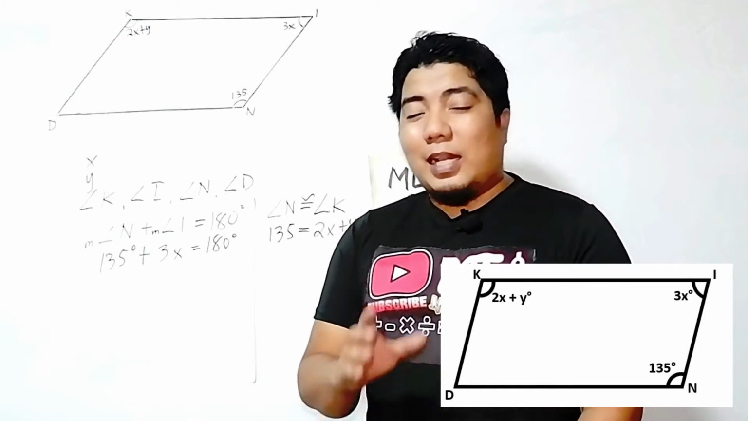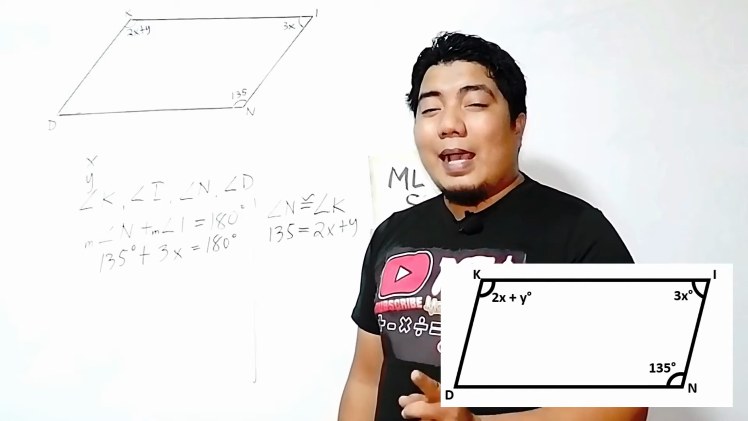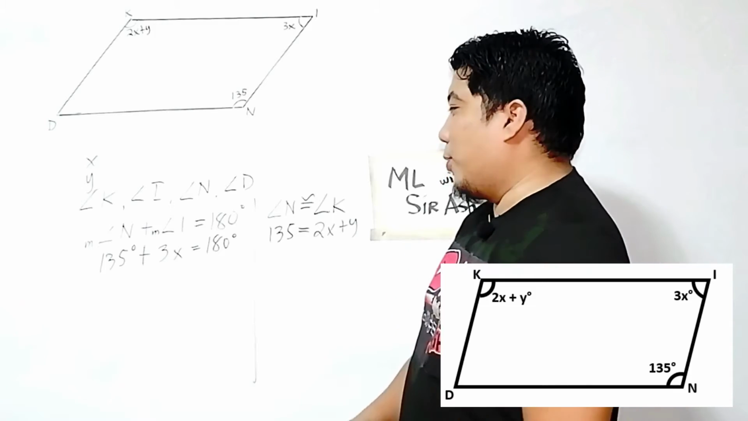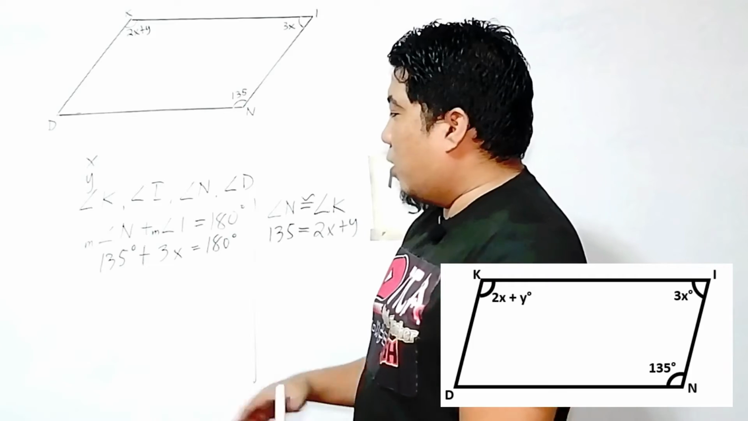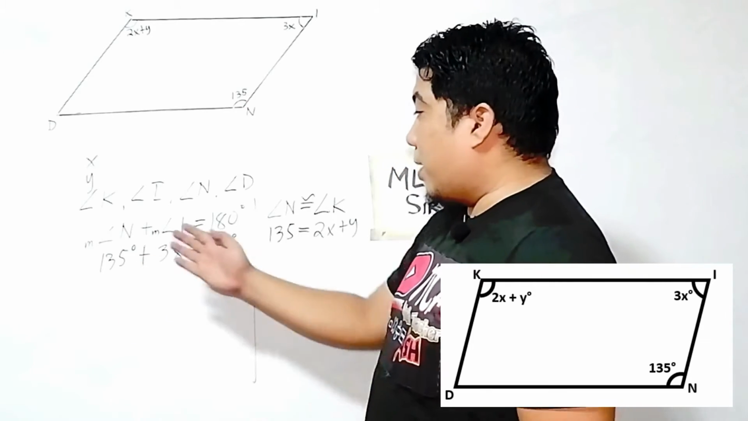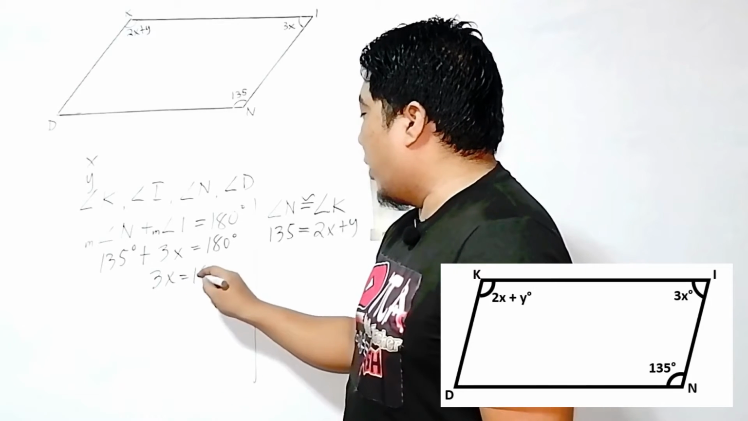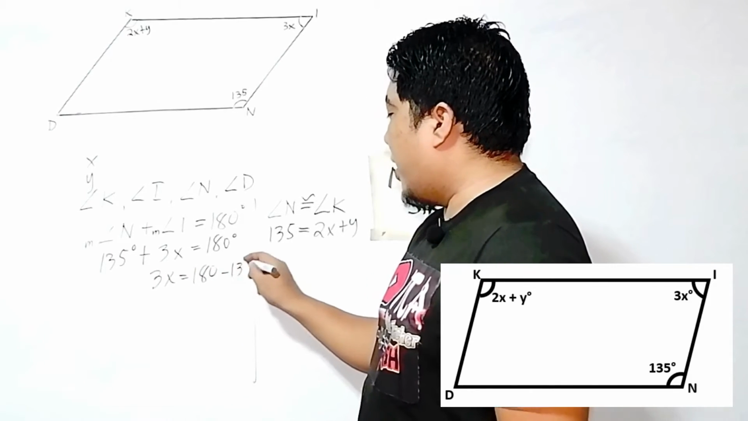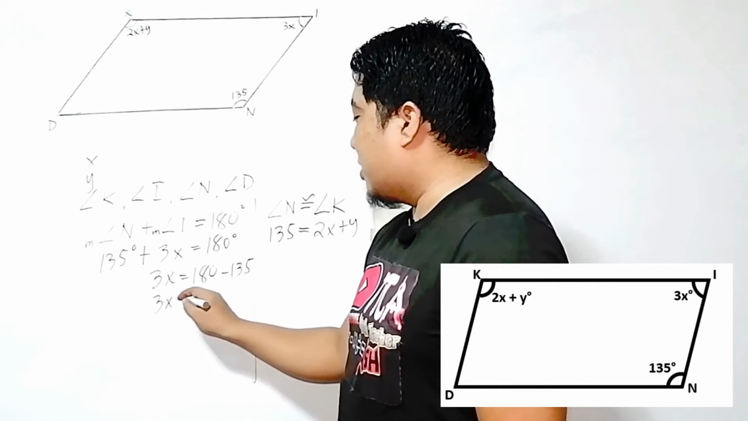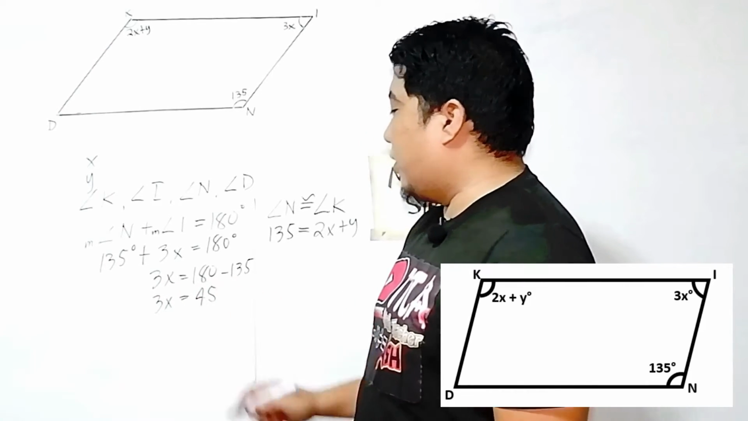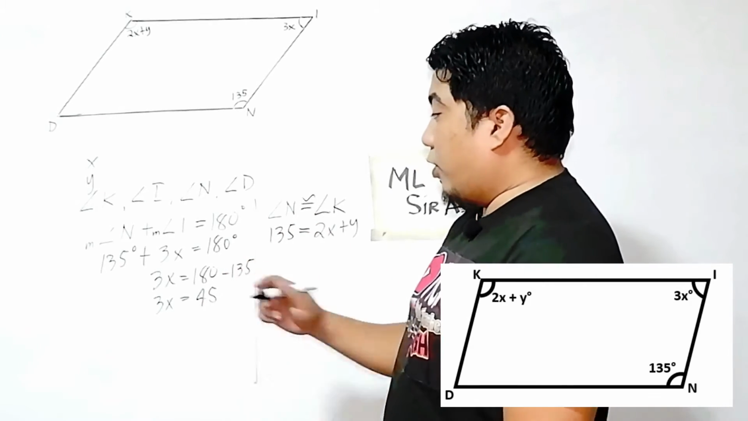So, my dear math learners, I'll give you a tip. Always solve first with the problem that has only one variable. Okay. So, we will start it with this one. Okay. So, having that said, we will just apply what we have learned in algebra. We will transpose like terms. So, we have 3x is equal to 180 minus 135 degrees. By simplifying, we have 3x is equal to 45 degrees because 180 minus 135 is 45 degrees.